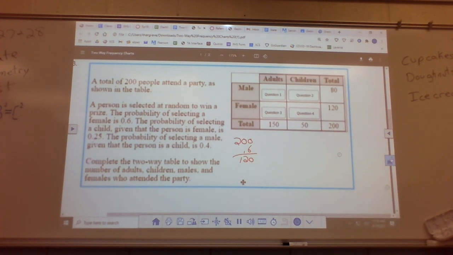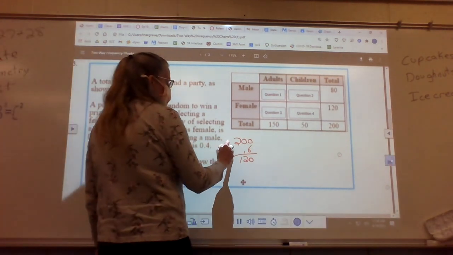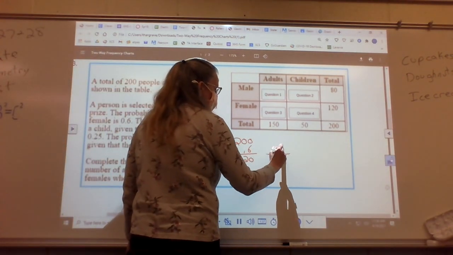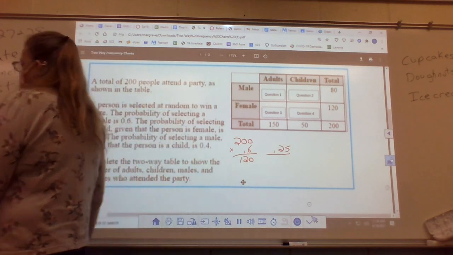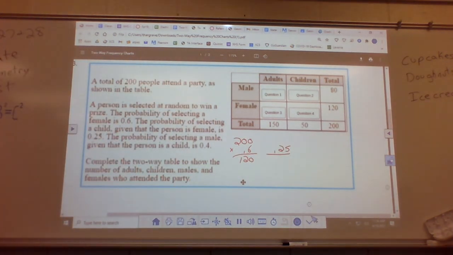So they gave us that decimal, and it didn't even really help us. The next one says the probability of selecting a child given the person is female is 0.25. So I know I'm going to have to multiply something by 0.25. Now I've got to figure out what I'm multiplying. So what am I multiplying the 0.25 by? Given the person is female. Say it again. 120.